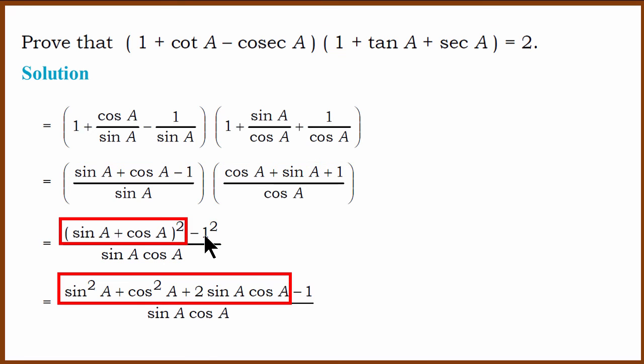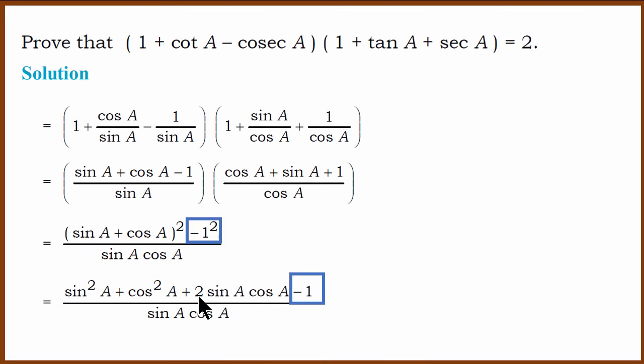So let's look at the next step. Now let's look at the (sin A + cos A) whole squared term. If you expand this using the (A + B) whole squared formula, you end up getting sin squared A plus cos squared A plus 2 sin A cos A. And what happens to the minus 1 squared? Minus 1 squared is minus 1. That remains as is.